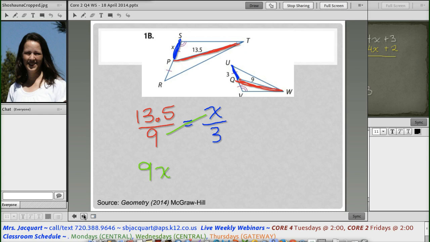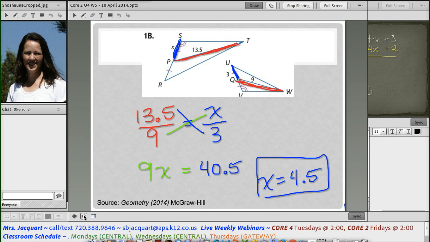9x equals, that's 3940.5. Just going to verify that with my calculator because I don't have students to help me verify it with their brains. Okay, then I'm going to divide this by 9. So then x equals 4.5.